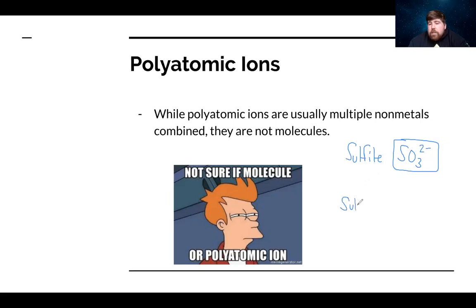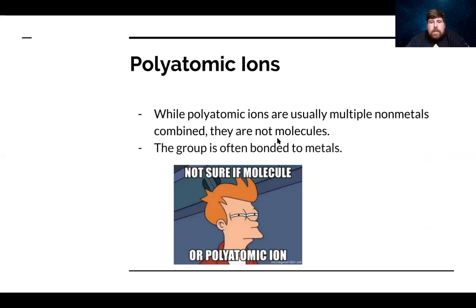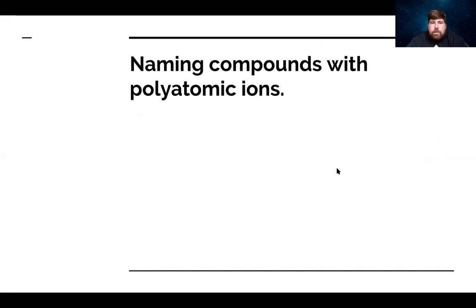Sulfur trioxide is a molecule. It's SO3, with 1 sulfur and 3 oxygens, and no charge. This is a gaseous molecule at room temperature, and it acts and behaves as molecules do. So once again, this group of polyatomic ions is often bonded to metals.